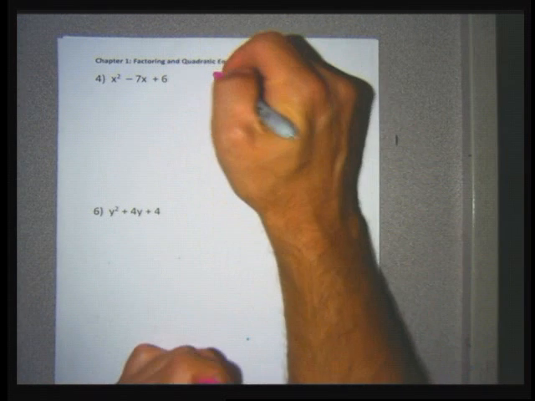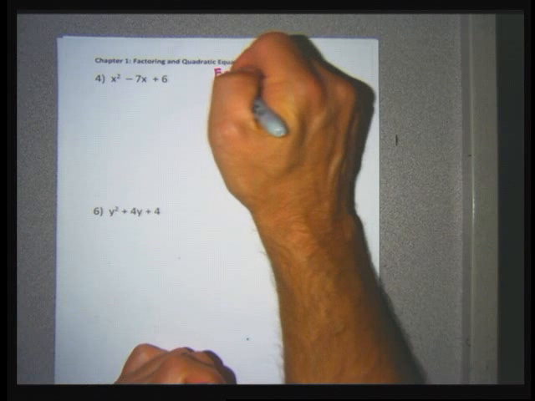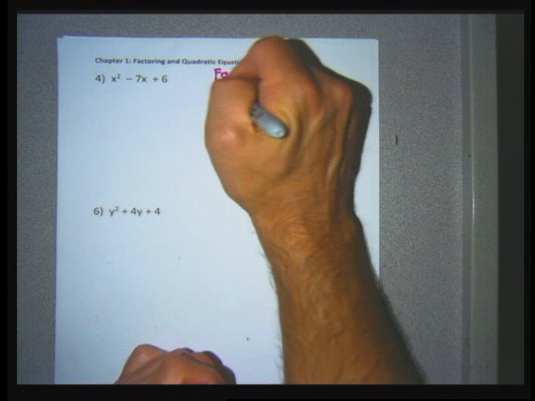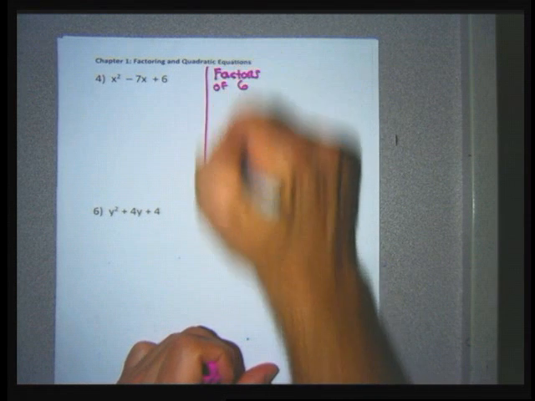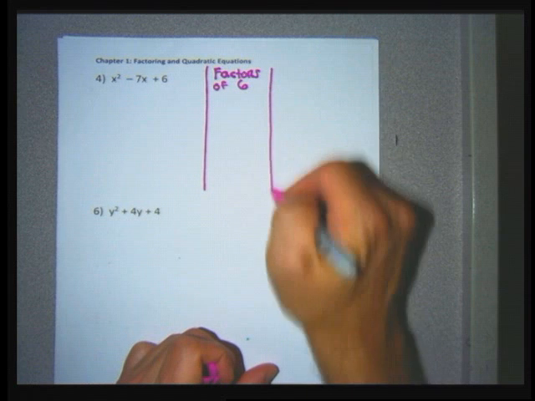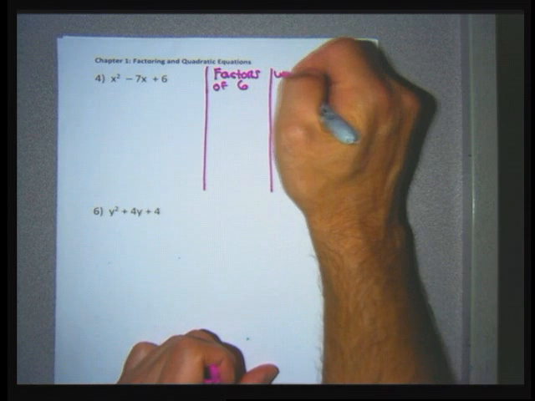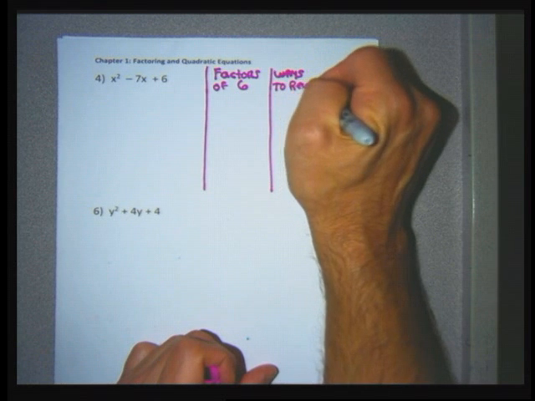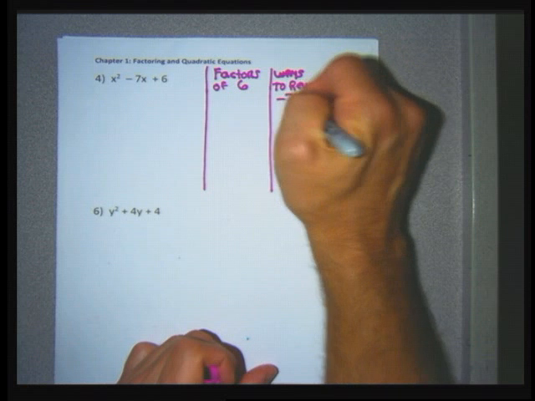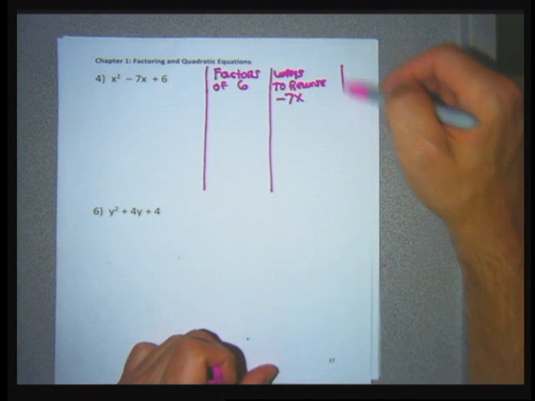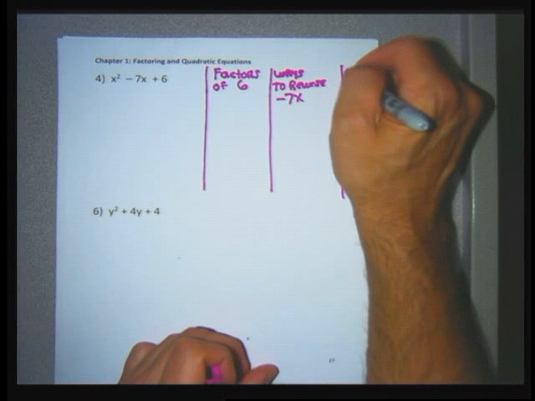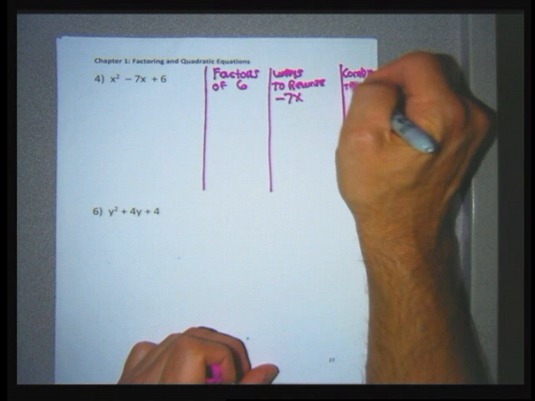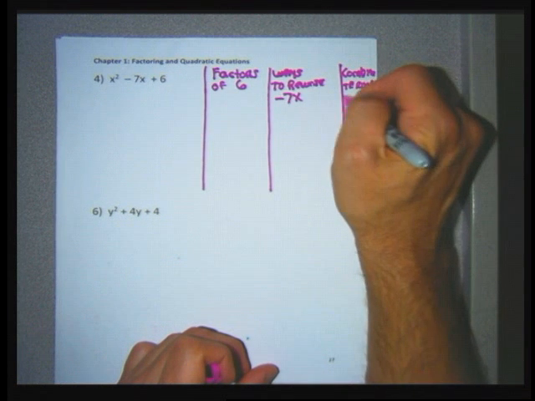So I'm going to write one column for the factors of the last number. The last number in this problem is 6. And then I'm going to write ways to rewrite negative 7x. Signs are hugely important in this problem. And then combining the terms in my middle column.